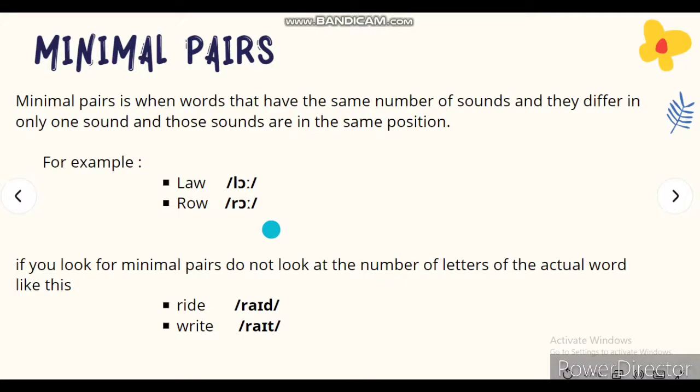the same position. But we cannot say words are minimal pairs if they differ in only one sound but those sounds are in different positions. And if you look for minimal pairs, don't look at the number of letters of the actual words like this, but look when they are already transcribed.